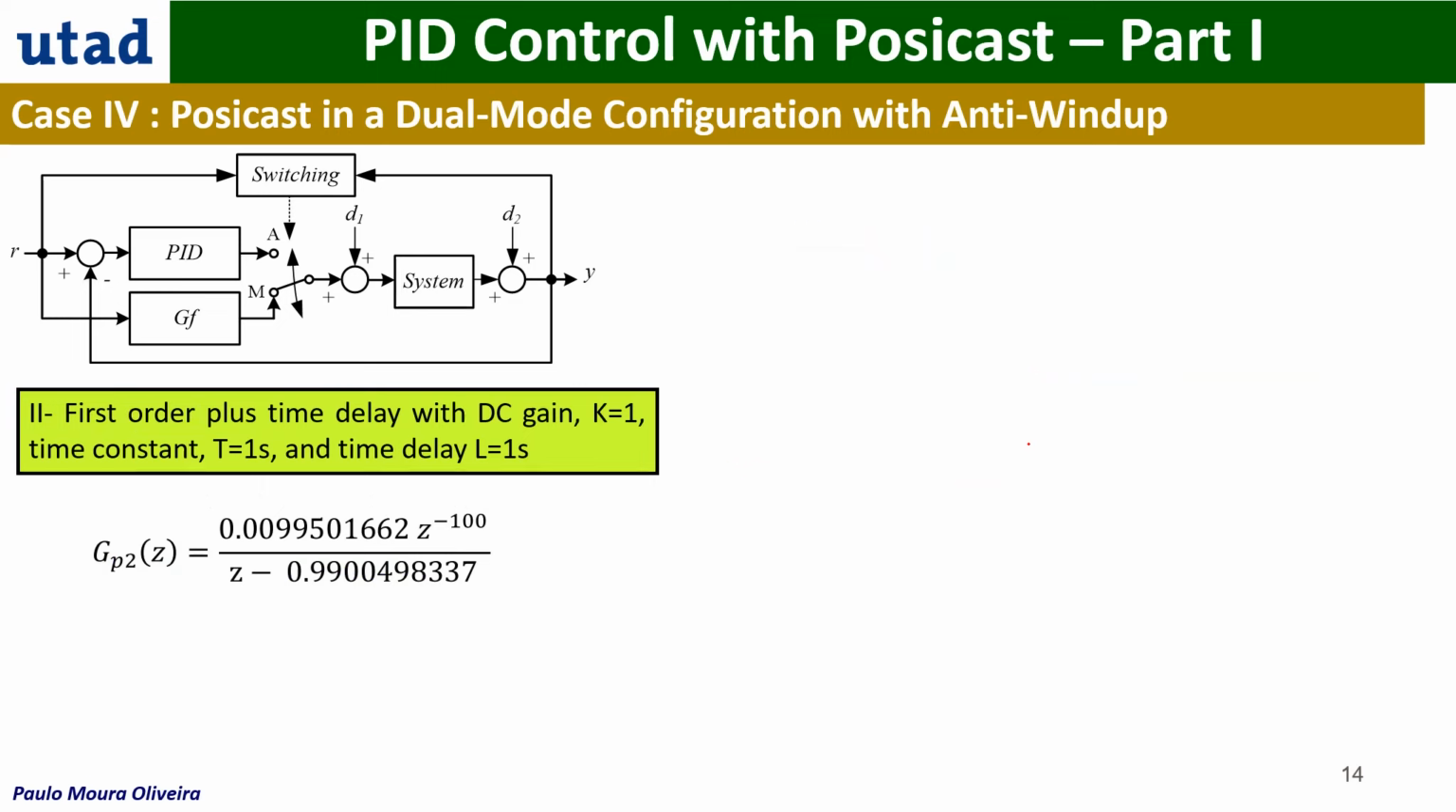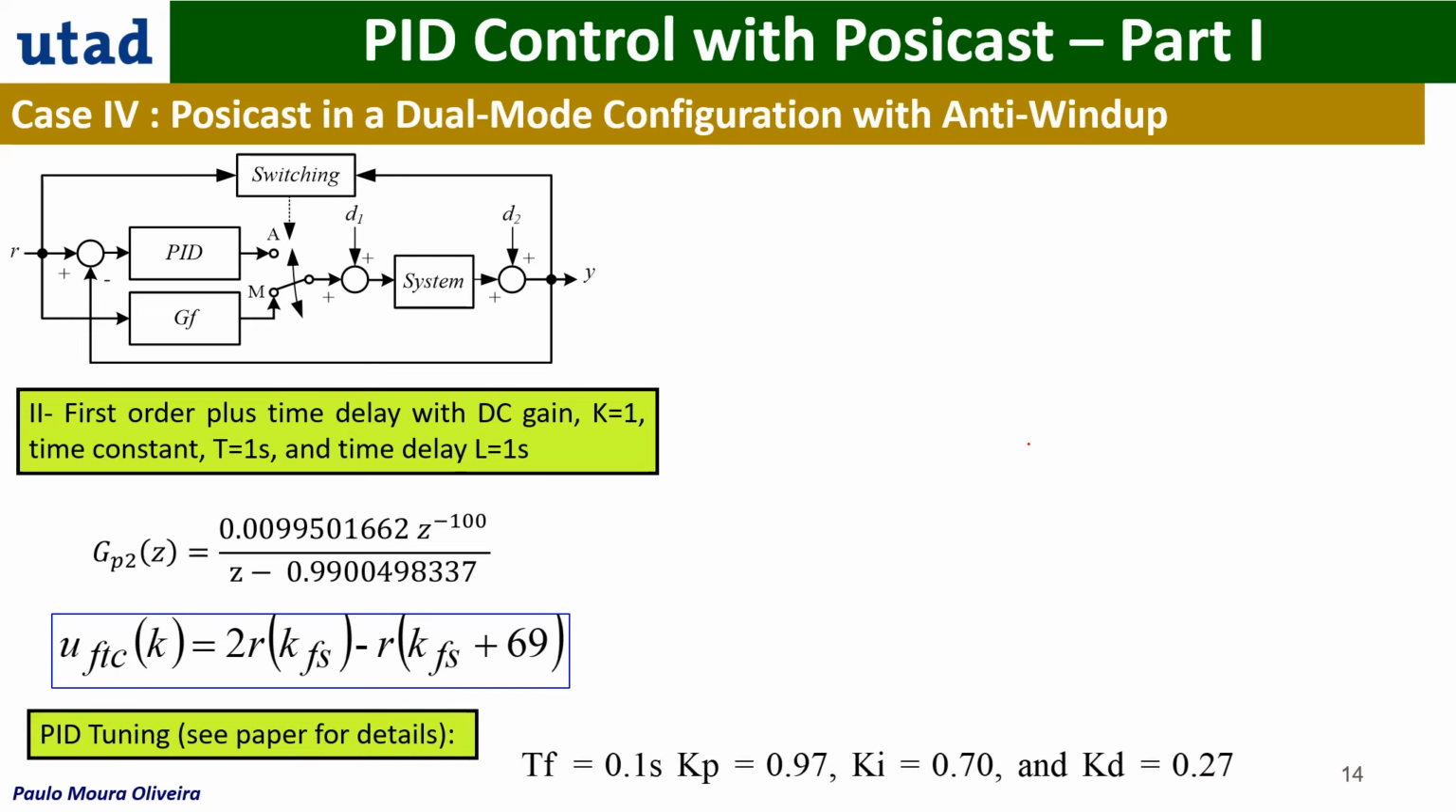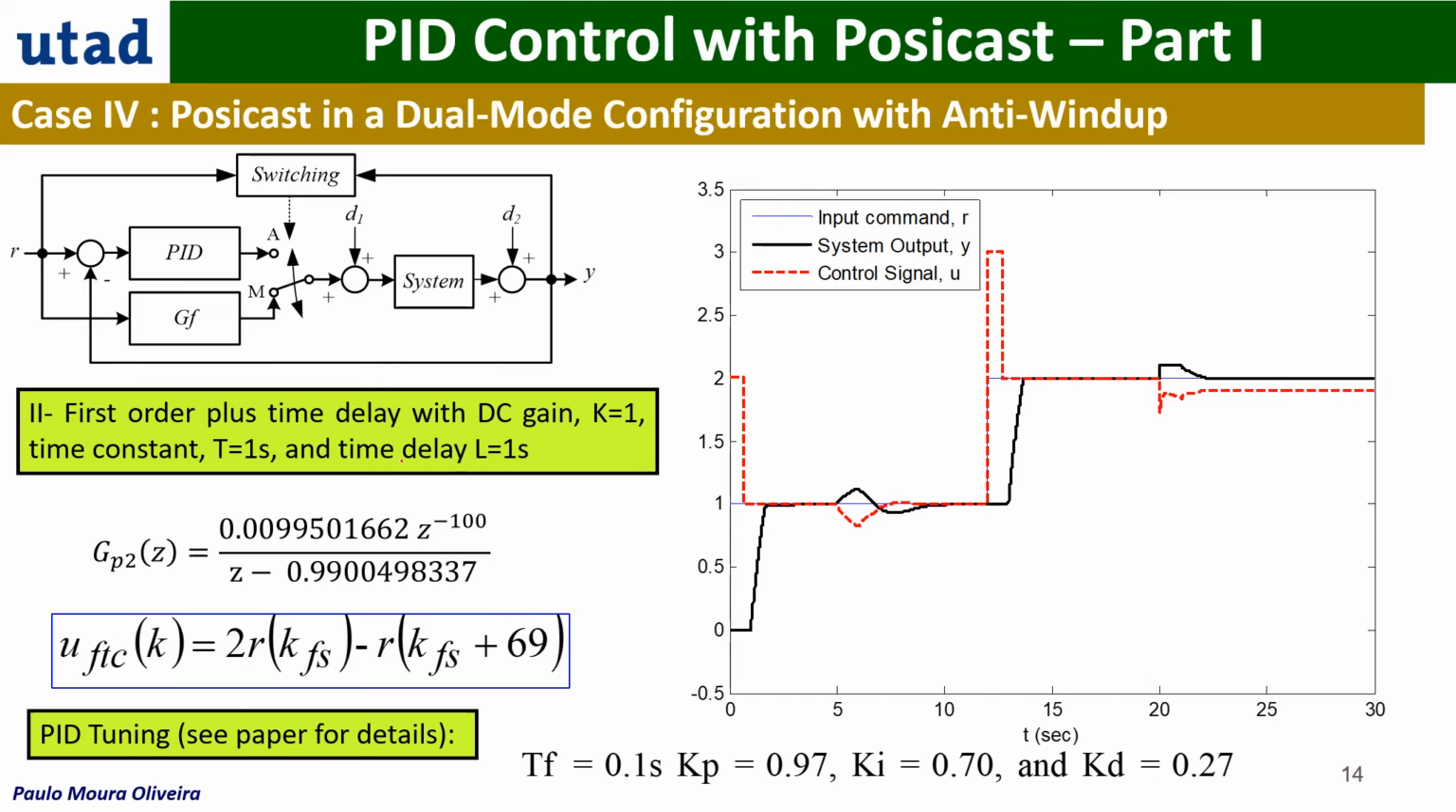And finally, it is a first order plus time delay system, which is not second order but is modeled as such. In this case, the Posicast controller was this one, the PID gains were these ones, and the response was this one. It is nice to see that it just goes up and comes down to this reference value, and you can see also the disturbance rejection.